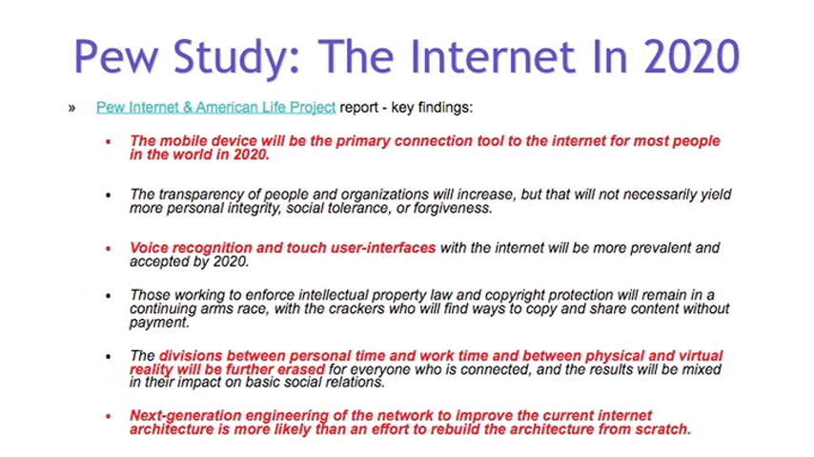Next generation engineering of the network is going to improve the current internet architecture. It's more likely than an effort to rebuild the architecture from scratch, and this could put us at an advantage in the United States, where greenfield installations, countries coming in with brand new installations, are really kind of beating us right now because they can come in with the latest and greatest and fastest stuff, and we're still trying to deal in a lot of cases with copper wires that were installed 100 years ago.